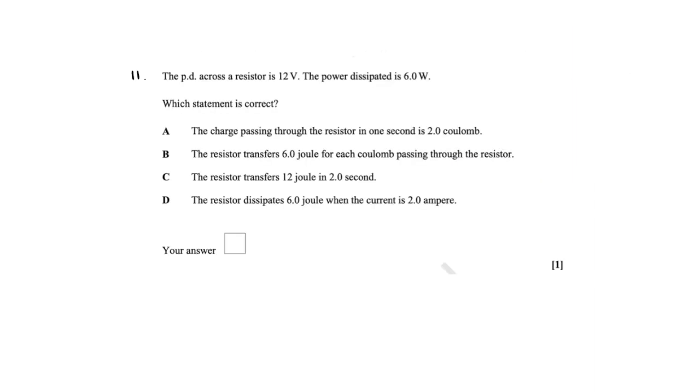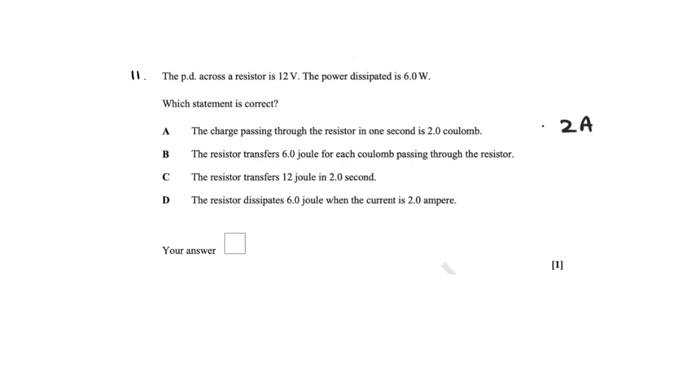Now, question number 11 is very similar to the one that we just did, I think it was the second question, so feel free to pause the video and have a go, and come back whenever you're ready. Okay, so let's check what your answer was. In terms of the potential difference being 12 and the power being 6, we are asked about what is the correct statement. The first one is saying that the charge passing is 2 coulombs per second, which is basically 2 amps of current.